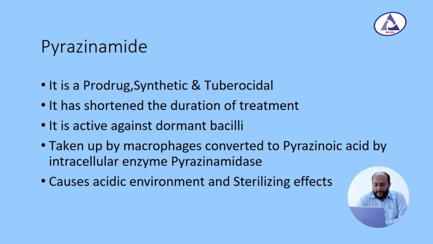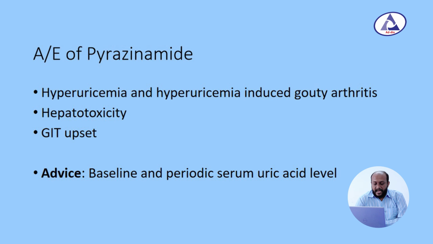Now, pyrazinamide. Pyrazinamide is a prodrug synthetic antibactericidal. It has shortened the duration of treatment. It is active against the dormant bacilli. It is taken up by the macrophage and converted to pyrazinoic acid by the intracellular enzyme pyrazinamidase. It causes an acidic environment and sterilizing effects. Adverse effects of pyrazinamide: it causes hyperuricemia and hyperuricemia induced gouty arthritis, hepatotoxicity, GIT upset. Advice: baseline and periodic serum uric acid level monitoring.